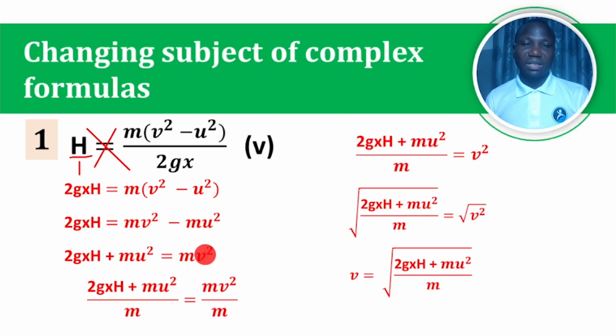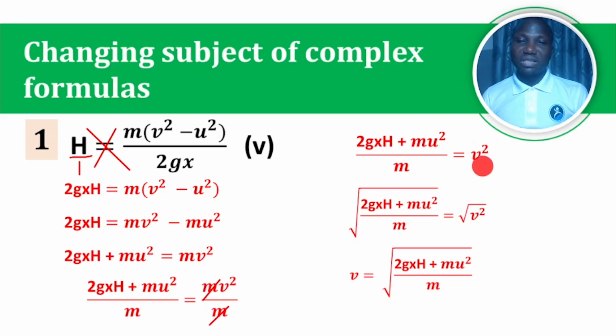Now look at my subject. Don't forget, this is our target. We're targeting letter v, and now the v squared is multiplied by m. So we have to eliminate this m beside the v squared, and to do that, the opposite of multiplication is division. So we divide both sides by m. If we do that, m here will cancel this m. So we'll be left with v squared equal to 2gxh plus mu squared over m.